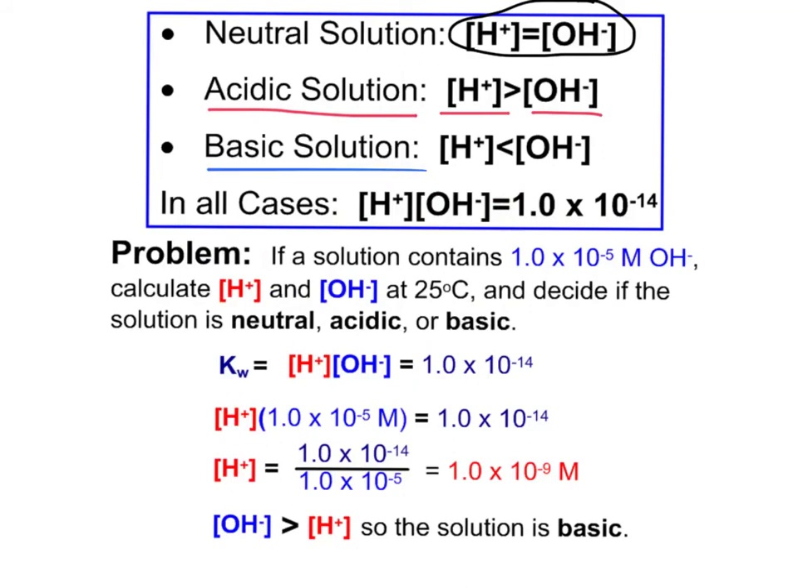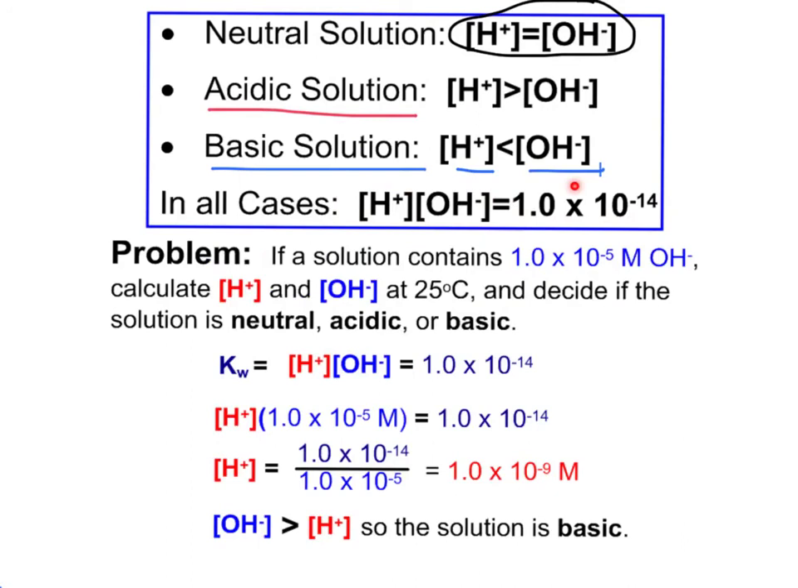Also, in a basic solution, the hydroxide ion concentration will always be greater than the hydrogen ion concentration, because we know that in all cases, the product of those is going to be equal to 1 times 10 to the negative 14th. It will be a constant.